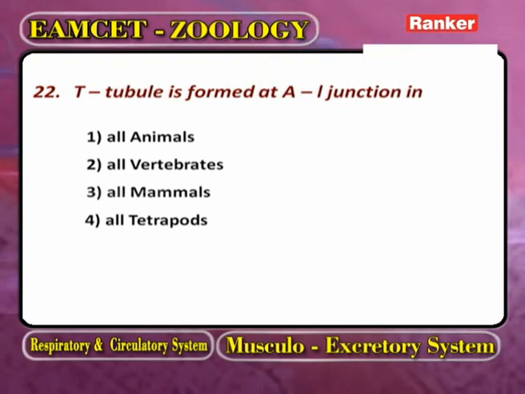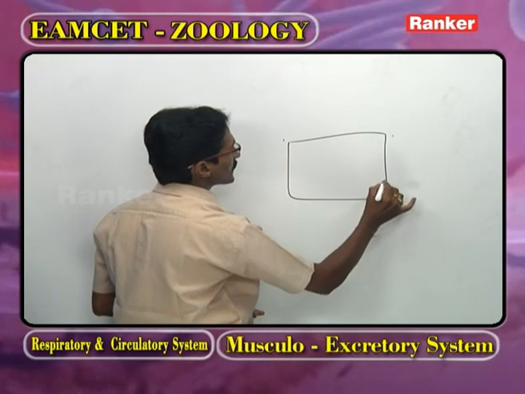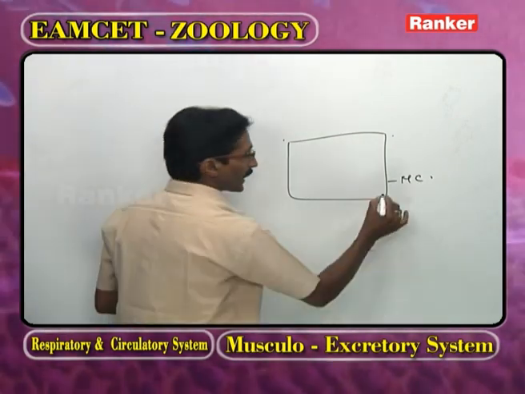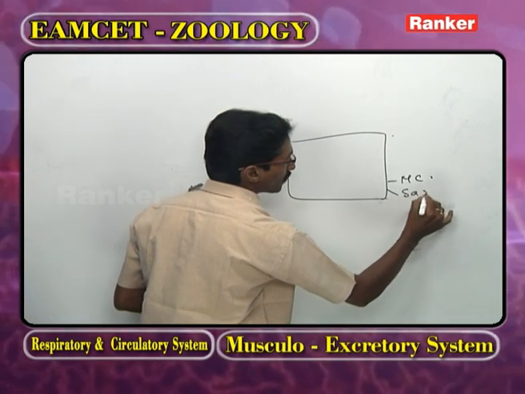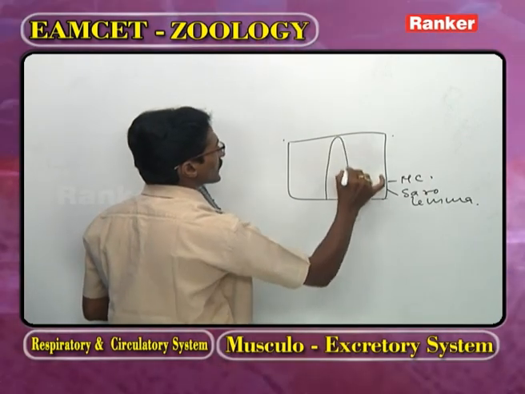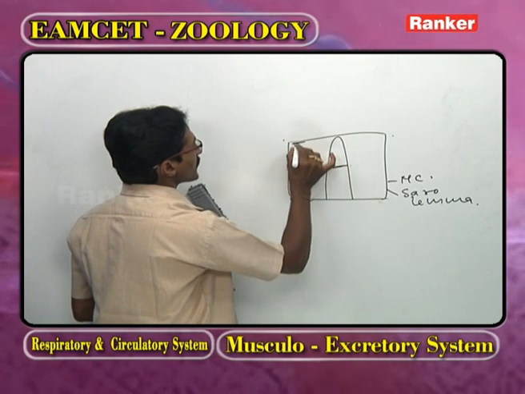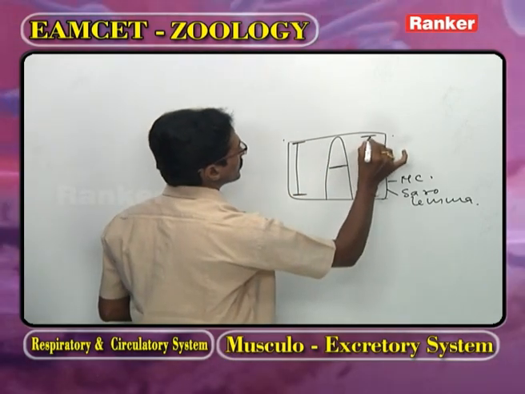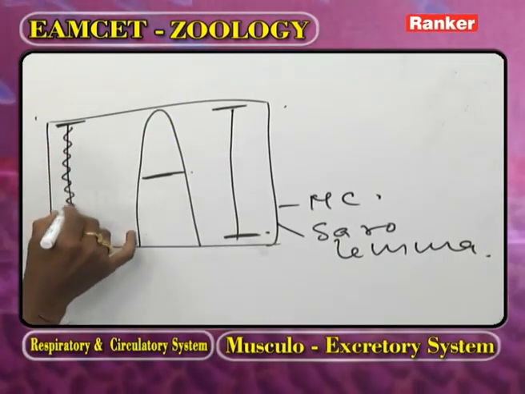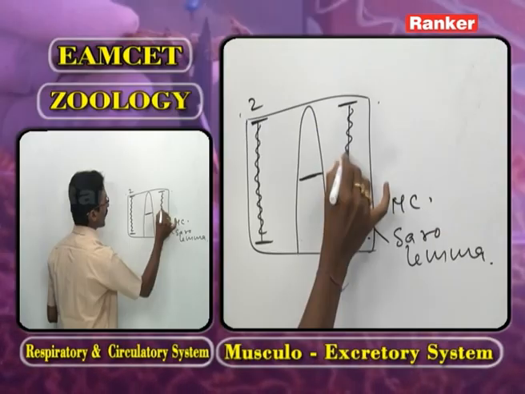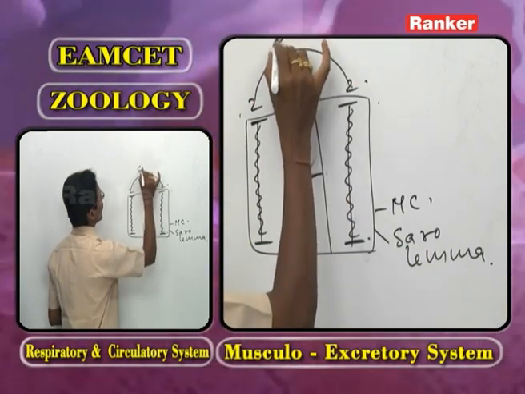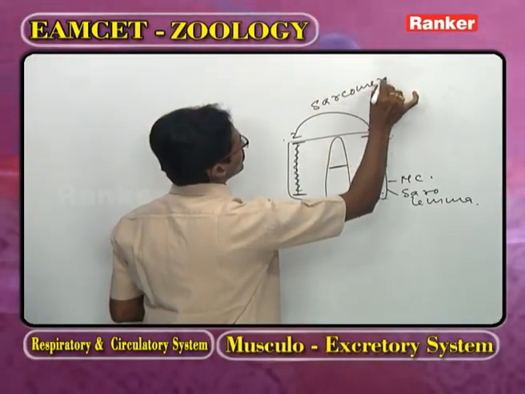Now in case of mammals, this is the muscle cell or muscle fiber or sarcocyte. It is covered by the plasma membrane called sarcolemma. And this one we call A band. And this one we call I band. Now the I divides into 2 by Z. The distance between the two Z lines is the sarcomere.